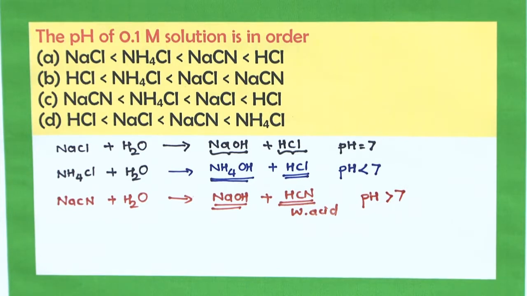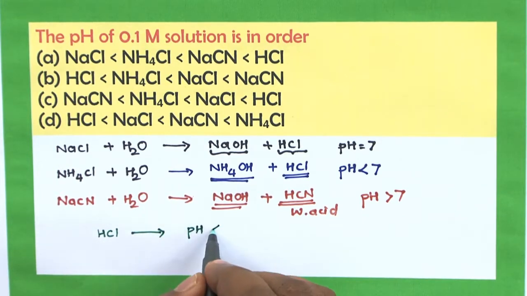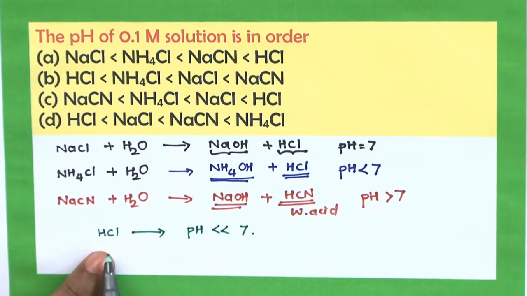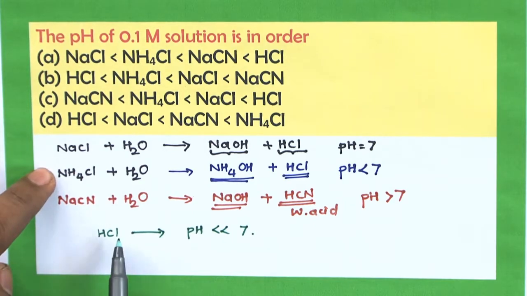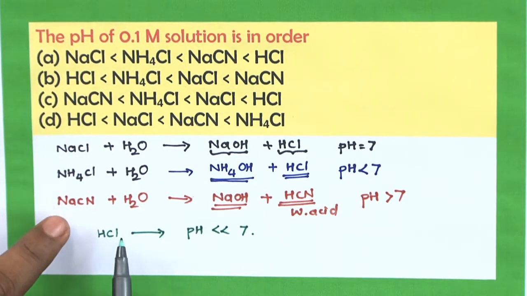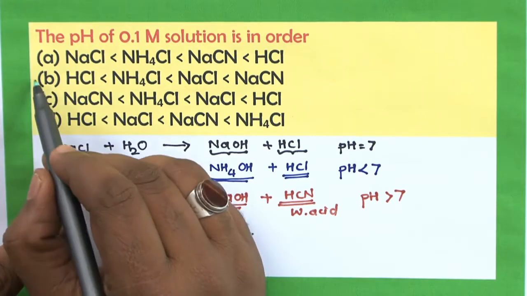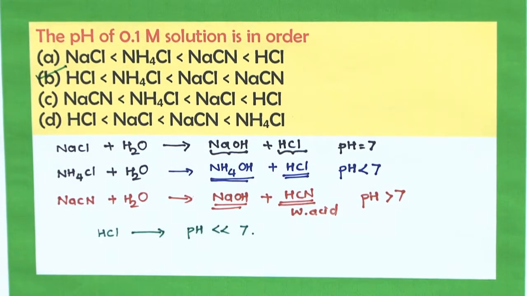The next one given is HCl. HCl is a strong acid which undergoes complete dissociation and pH will be less than 7. So the one with the least pH value is HCl. Next comes ammonium chloride, next comes NaCl, and next comes NaCN. Hence, option B is the right answer.